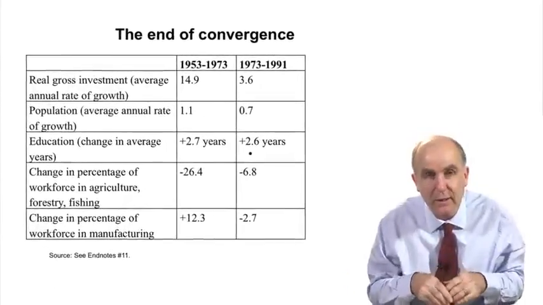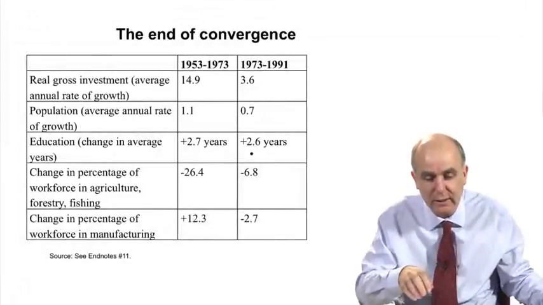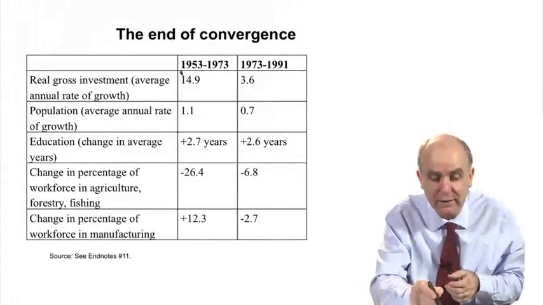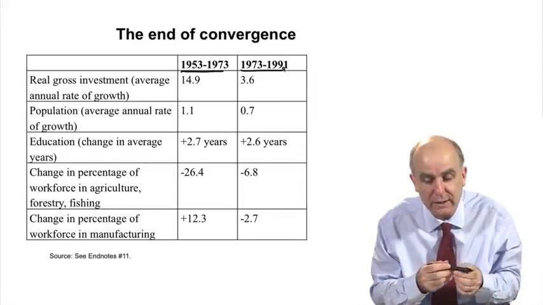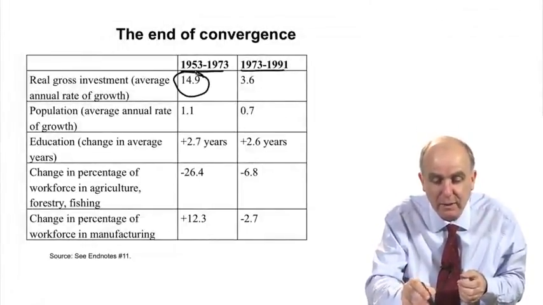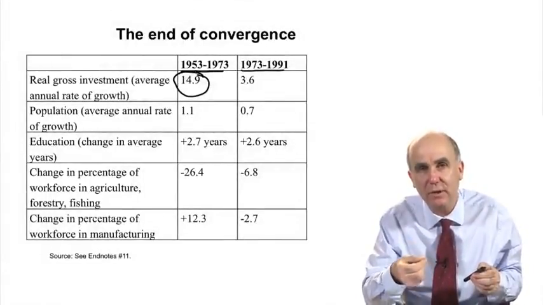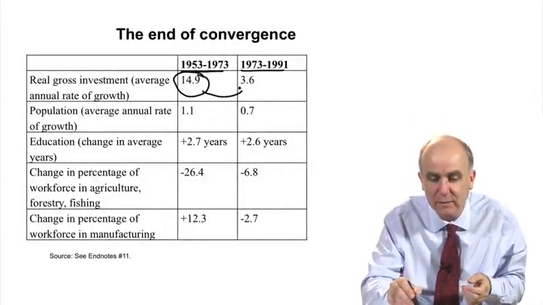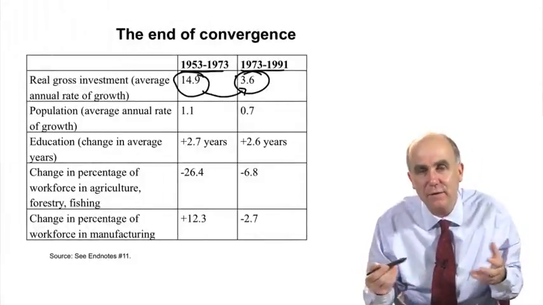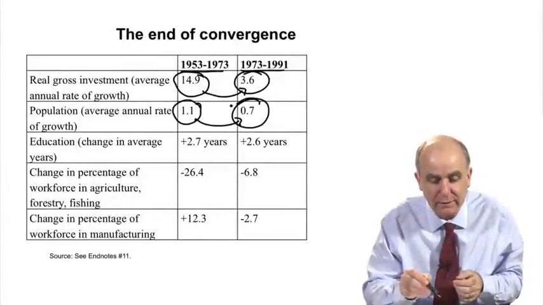This table just gives a bit of a numerical perspective on this idea of the end of convergence in Japan, and it has two periods, 1953 to 73, which is the period we saw of most rapid growth, and 73 to 91. You can see, as I talked about before, how the high rate of capital accumulation via investment activity was a major driver of economic growth in Japan. In the period after 1973, that rate of investment is slowing. The demographic boost from population growth is slowing.